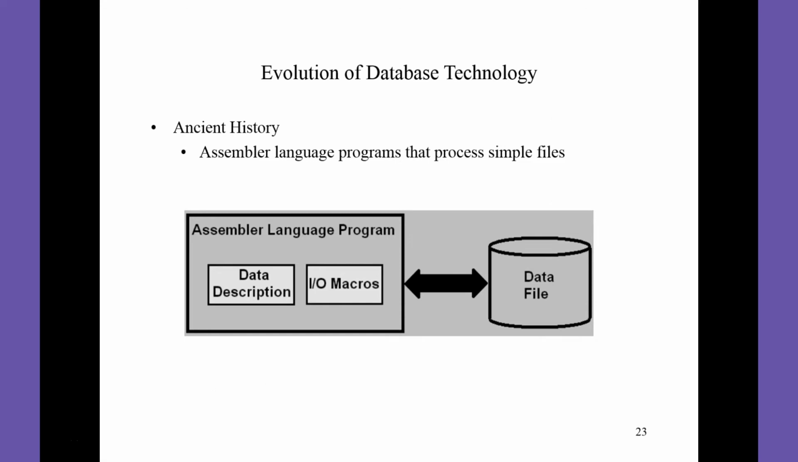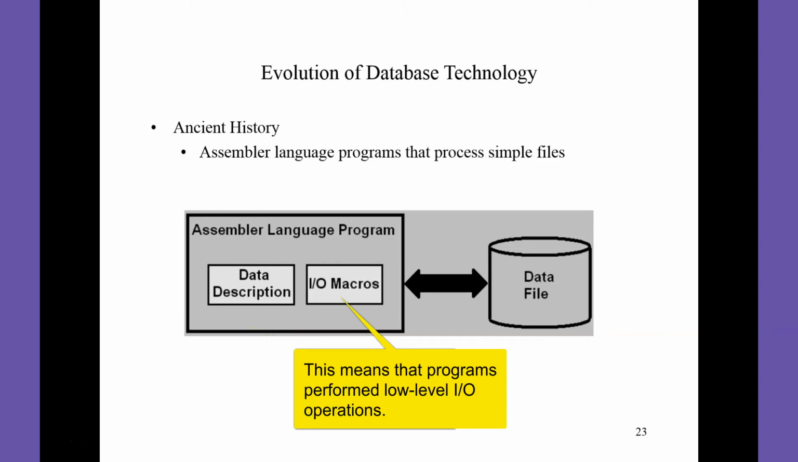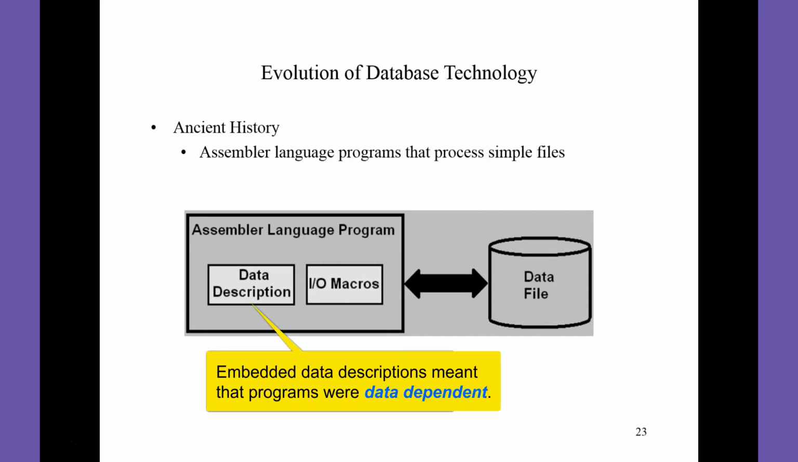Going back in time, we see that early programs were written in machine language or assembly language, and those that required persistent data used simple data files. But what's more important than that, this diagram tells us that the description of what the records look like within the file was embedded within the program. Furthermore, the program used input-output macros to interact with the storage device. The significance of the embedded data description is that these programs were highly data dependent, meaning that should the structure of the data record change, the application program had to be modified.